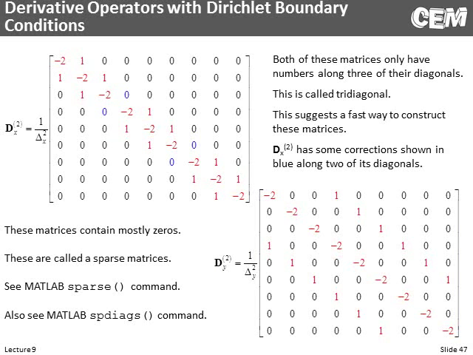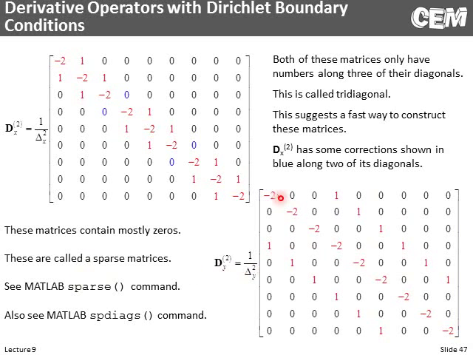So let's look at these matrices. These are on 2D grids, and they are performing second order derivatives in the X and Y directions separately. Some things I want to point out. While they're a little bit weird to derive, they're actually very simple to construct. Let's look at the Y derivative.